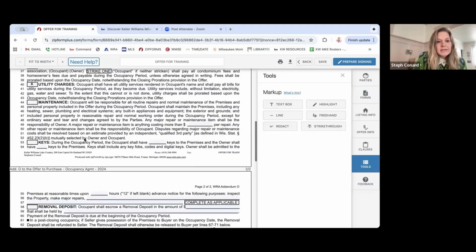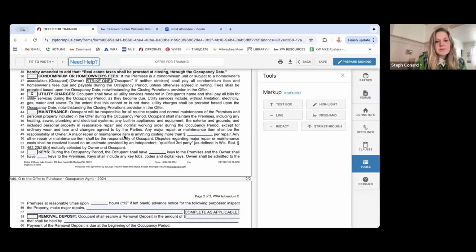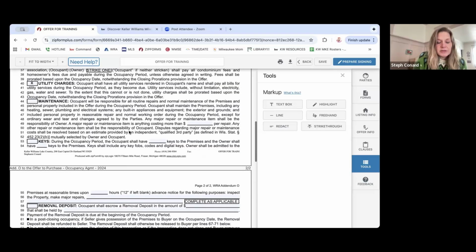So maintenance, occupant shall be responsible for all routine repairs and normal maintenance of the premises and personal property included in the offer during the occupancy period. So the occupant shall maintain the premises, including any heating, sewer, plumbing, and electrical systems and built-in appliances and equipment, exterior and the grounds, and their personal property in reasonable repair and normal working order during the occupancy period, except for ordinary wear and tear. Any changes agreed to by the parties. So maybe something else is worked out during the inspection period.